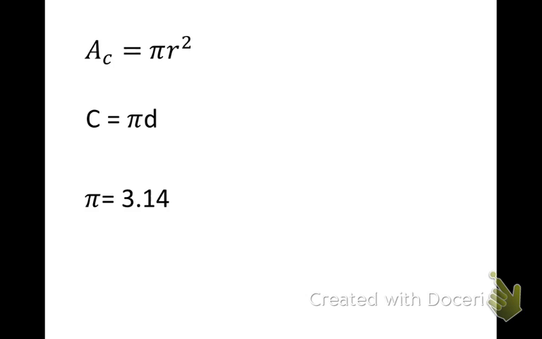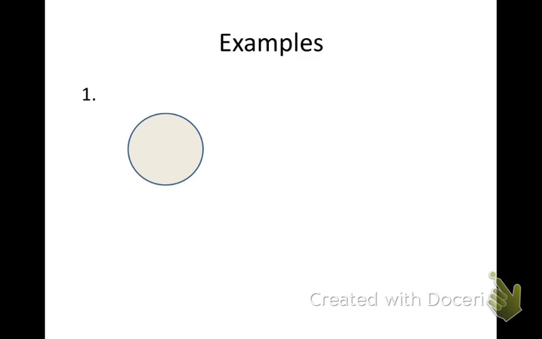Then we have our formulas. Looks like we might be doing circumference here. Area of a circle is equal to pi times the radius squared. So if you're given the diameter, you first must find the radius. Circumference is pi times diameter, and for pi we will be using 3.14. So that's the approximation I want you to use when we use pi. You'll use your calculator to do the calculations, but you need to know these formulas.